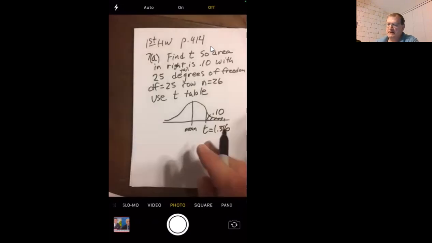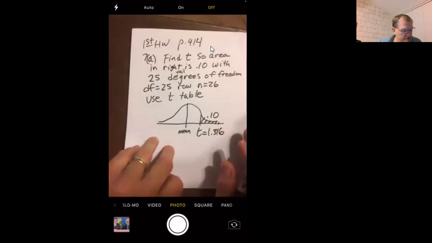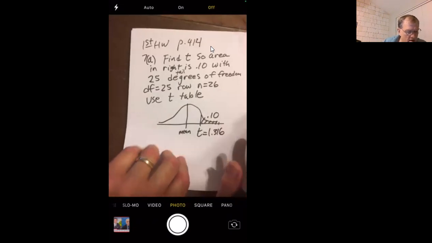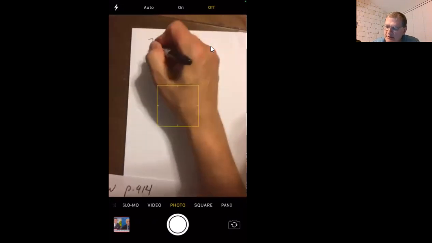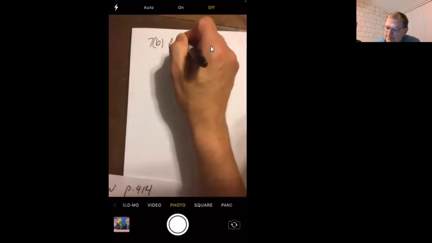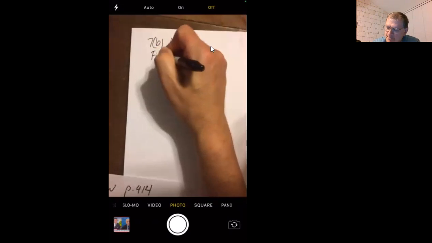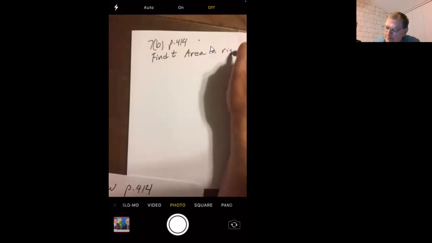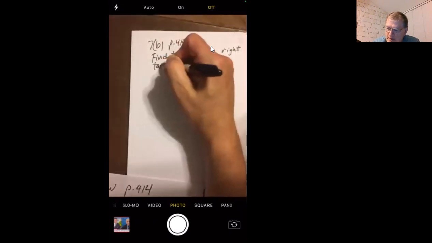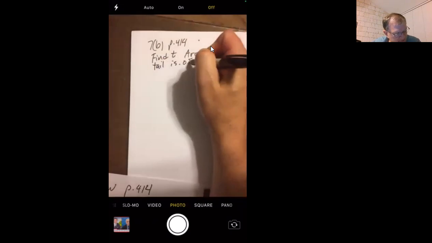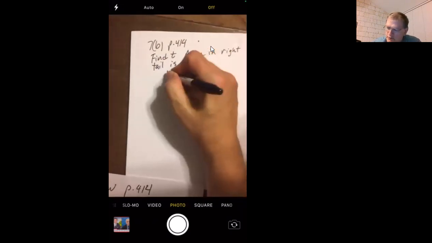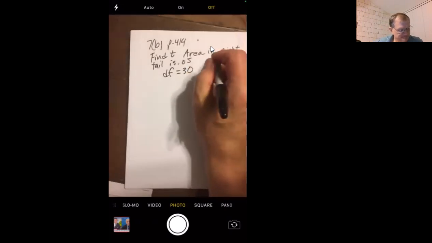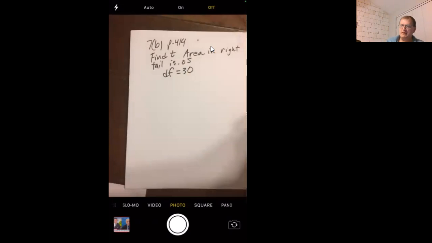I'll give you the next trick in the next part B. I think they switch it to left tail. No, it's still right tail. Okay, so in 7B, page 414, find t, area in right tail is 0.05. I'll shorten it up. Degrees of freedom is 30. You want to see the problem in the book?